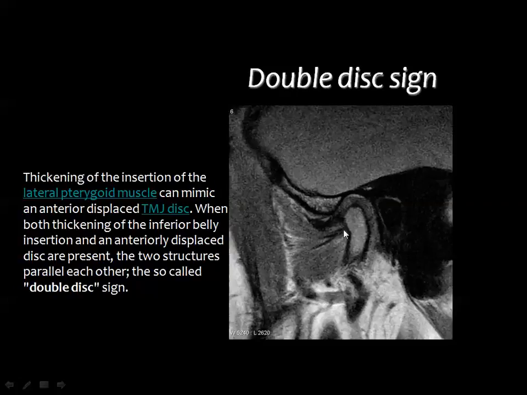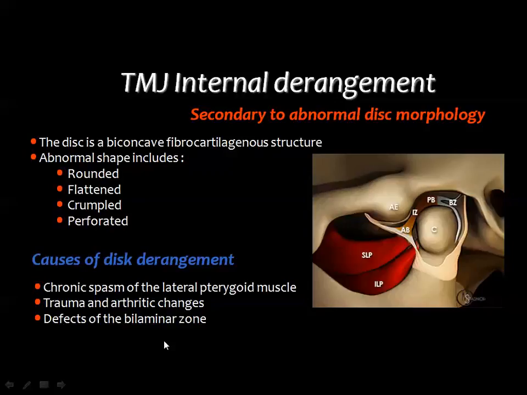And this is, of course, the tendon of the superior belly of the lateral pterygoid muscle. Sometimes this tendon is prominent, as you can see here, and it can be mistaken for the articular disc. This is a sign which is known as the double disc sign. The double disc sign is the original disc and the tendon of the superior belly of the lateral pterygoid muscle, which may sometimes simulate the articular disc.